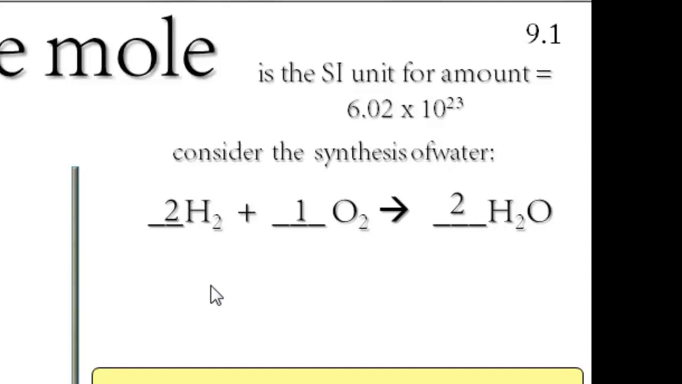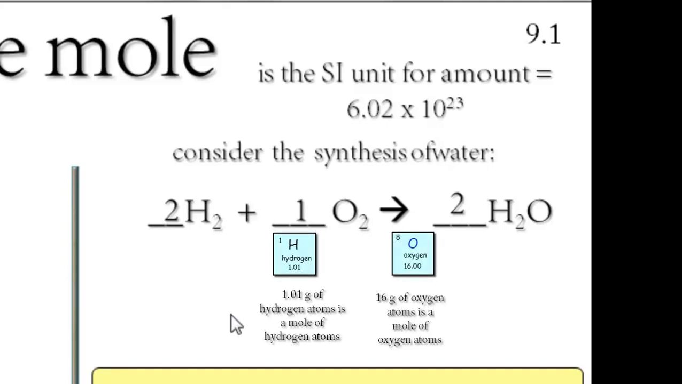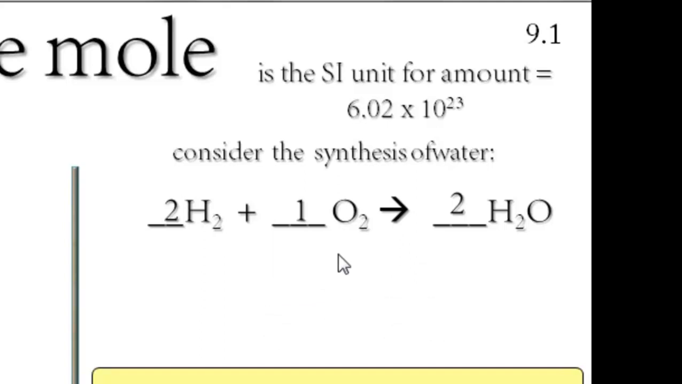And to do it practically, if you look up those molar masses on the periodic table, you'll see that that means 4 grams of hydrogen, 2 times 2, for 32 grams of oxygen, 2 times 16, will make 36 grams of water. Now we could actually do it. We wouldn't be wasting anything.